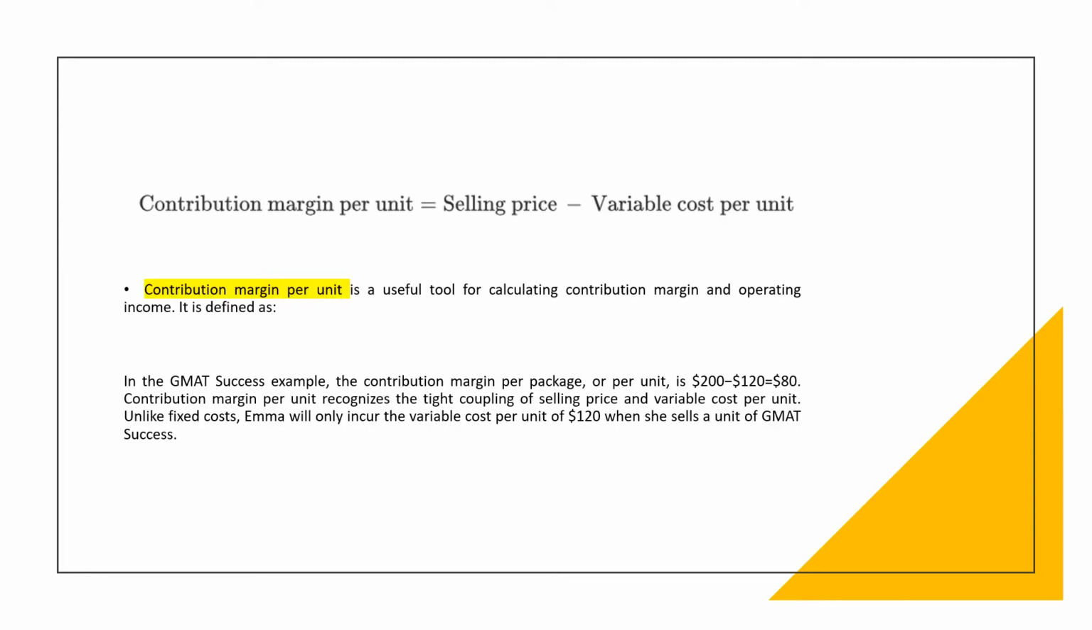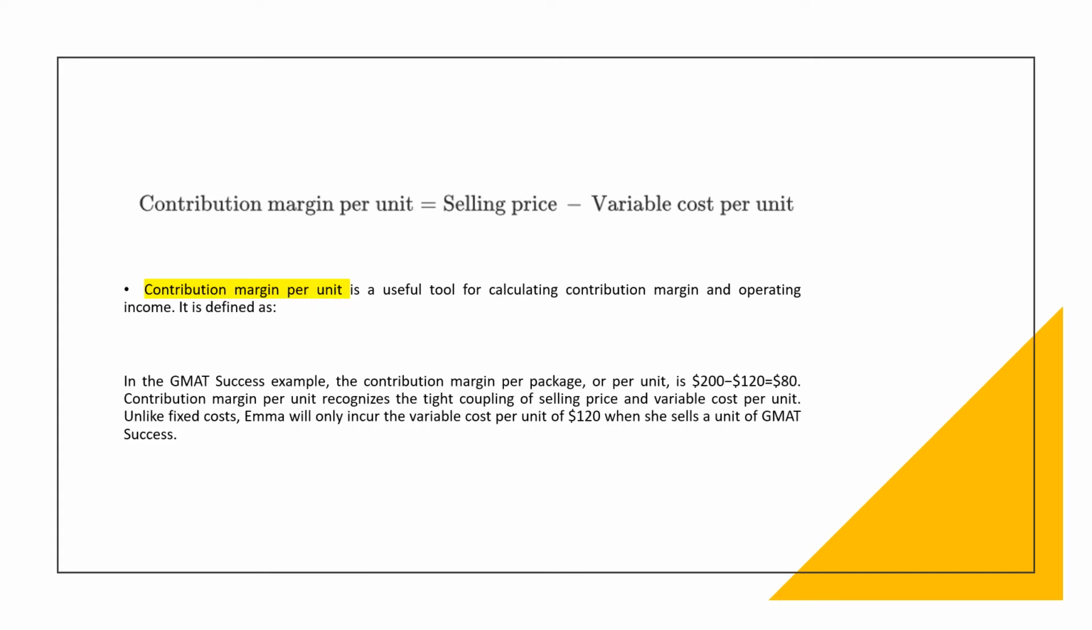Okay, so the CPA question was kind of referred to per unit. There was contribution margin per unit, which is the selling price minus the variable cost. That's what the question gave us. Contribution margin per unit is a useful tool for calculating contribution margin and operating income. So that's what we just defined.